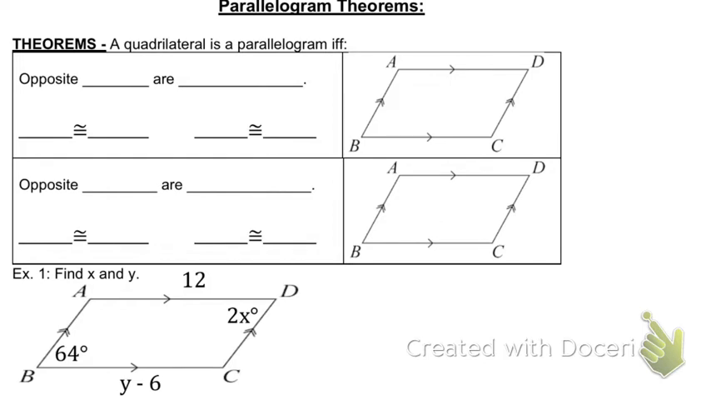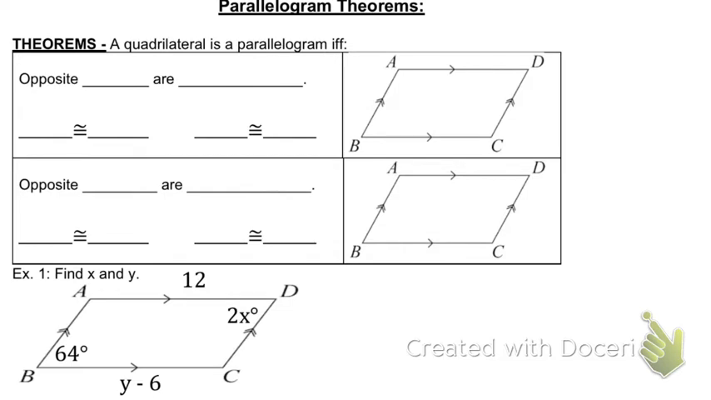First 2. A quadrilateral is a parallelogram IFF. Does anyone remember what IFF stands for? Way back in chapter 2. This is the throwback. If and only if. Okay, if and only if. That means this is true if this happens, but also it's only true when this happens. So that means this is the only time it ever happens.